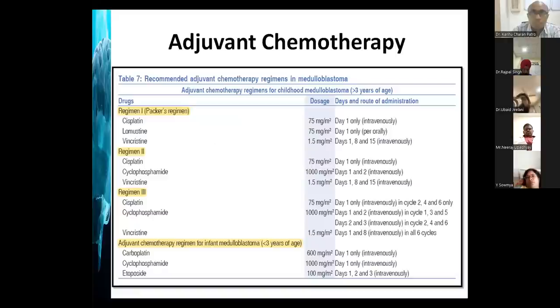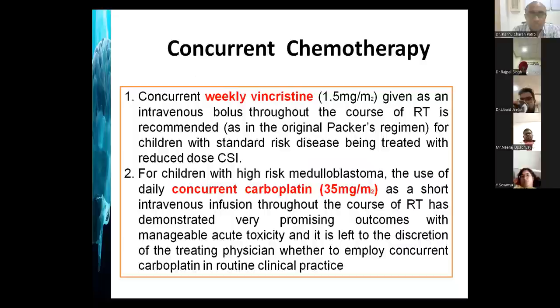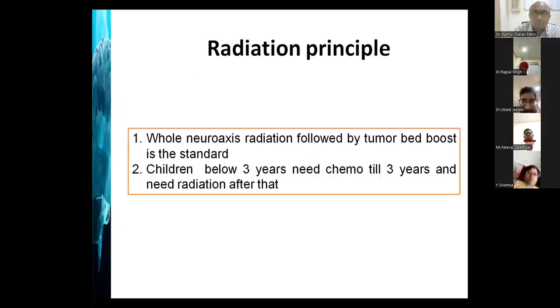For adjuvant chemotherapy, you can go for various regimens. I am not much into medical chemotherapy, so these are the various regimens you can discuss with your medical oncologist and plan. Concurrent chemotherapy, mostly people use weekly vincristine, and a few people also use concurrent carboplatin, and concurrent carboplatin shows superiority and best manageable acute toxicity in routine practice.